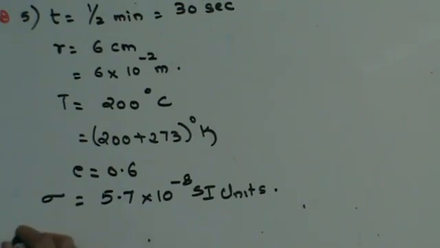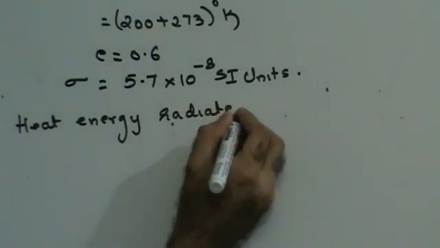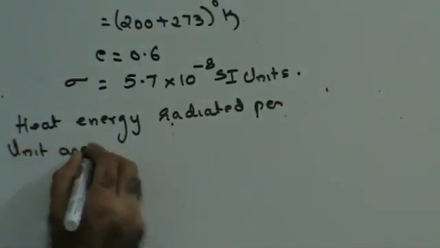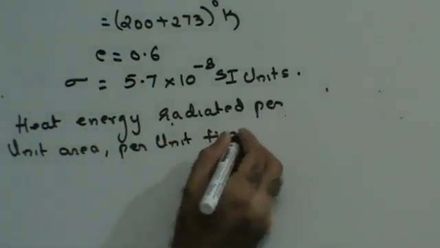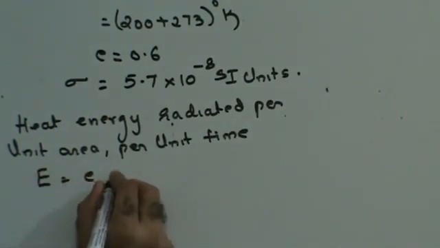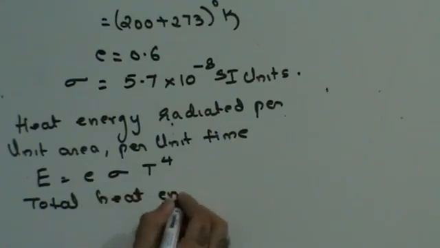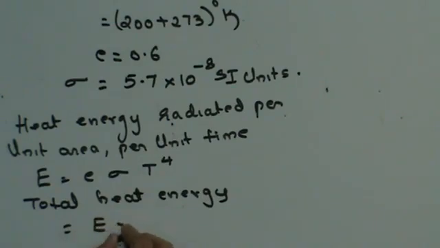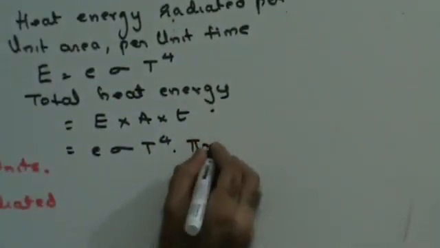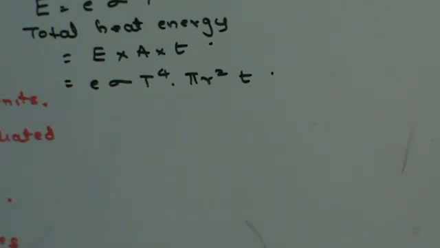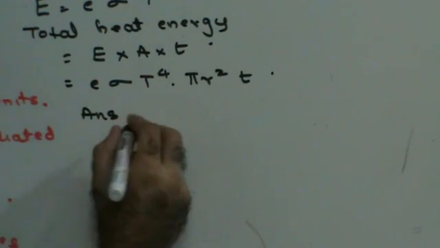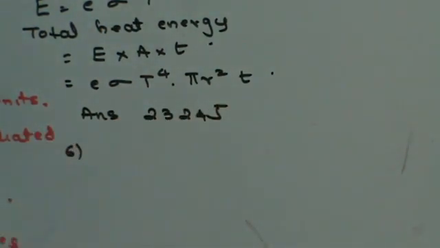Now, same like your previous sum, heat energy radiated per unit time is going to be nothing but E sigma T⁴, right? Once you have this, what have they asked you to find out? Calculate the heat energy radiated. They've asked you to find out the total heat energy, which is nothing but E sigma T⁴ into area into time. Have they given you the area? No. So pi r square into t. Substitute all the values, you should get your answer. The answer for this should be 2324 joules. Next, let's see the next one, guys.